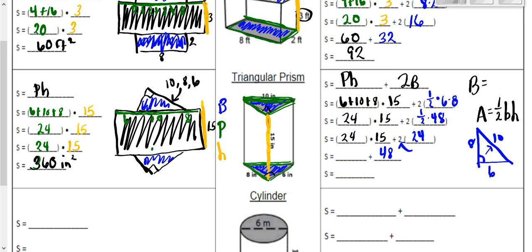And then remember my lateral surface area, my middle section was 360. So now we're just going to take all of that and add it together. So 360 plus 48 is 408 inches squared.